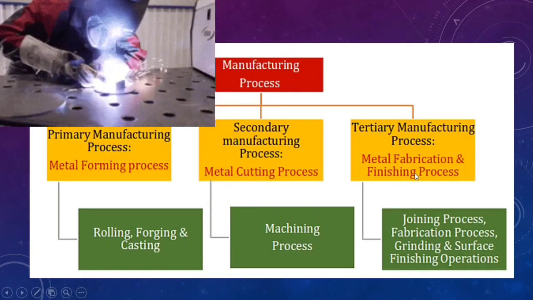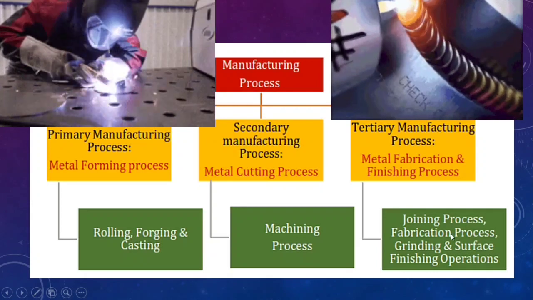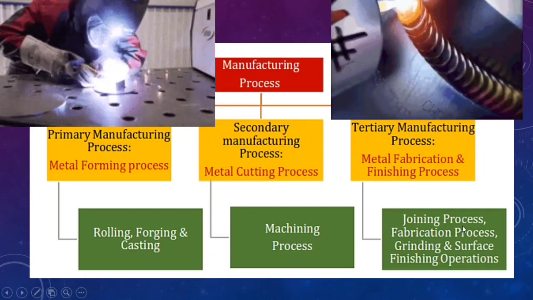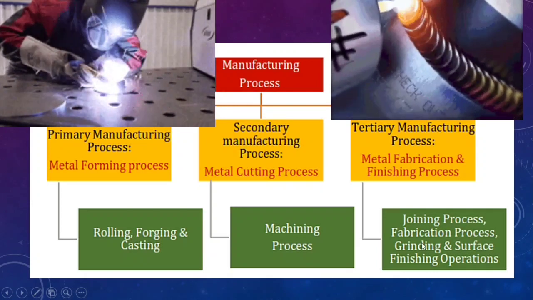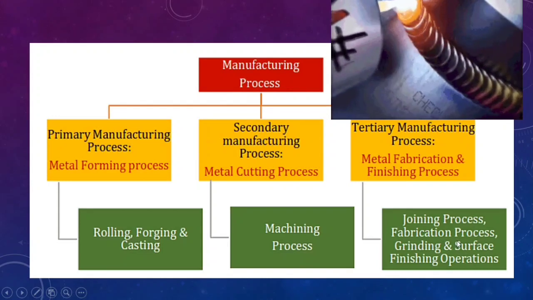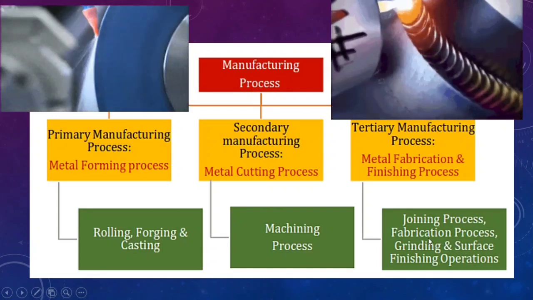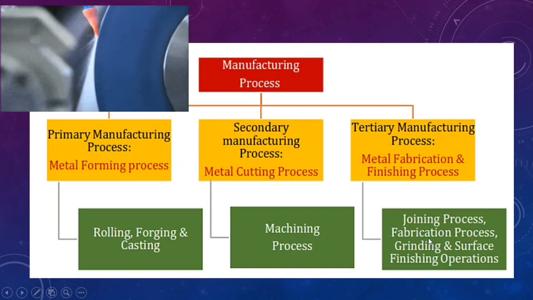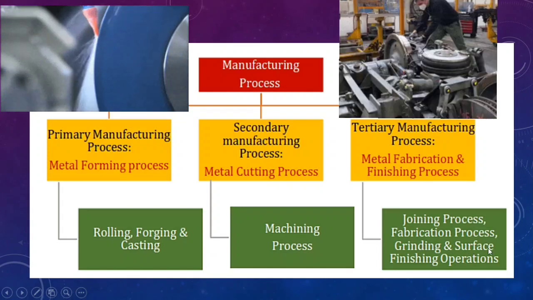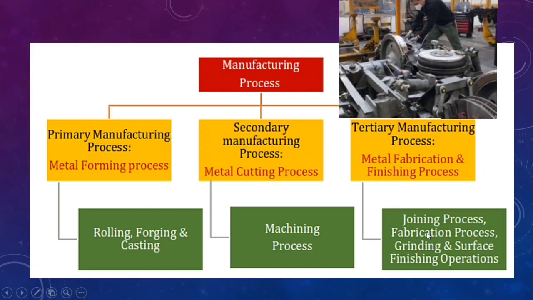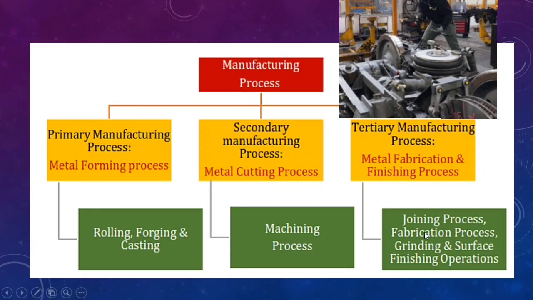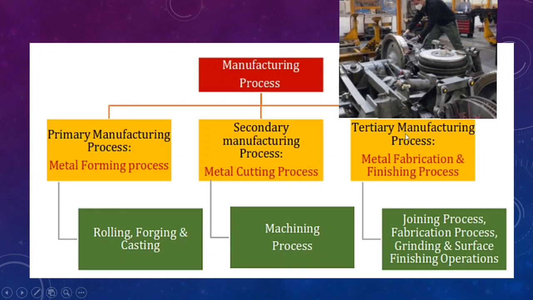What are those? Joining processes such as welding. In welding we have different types of welding. Then the fabrication process, where we have different fabricating methods to fabricate the metals. Then grinding and surface finishing operations are done in this metal fabrication and finishing process. This is the tertiary manufacturing process.